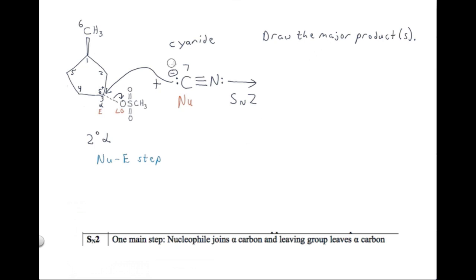This problem didn't specifically ask us for the mechanism, but we know that we generally should draw the mechanism, even when we're not asked for it, as our tool for understanding the problem and for getting the correct product. Now we can draw the product of this step. Remember, don't start drawing the product until you've finished drawing all the electron pushing arrows for the step.